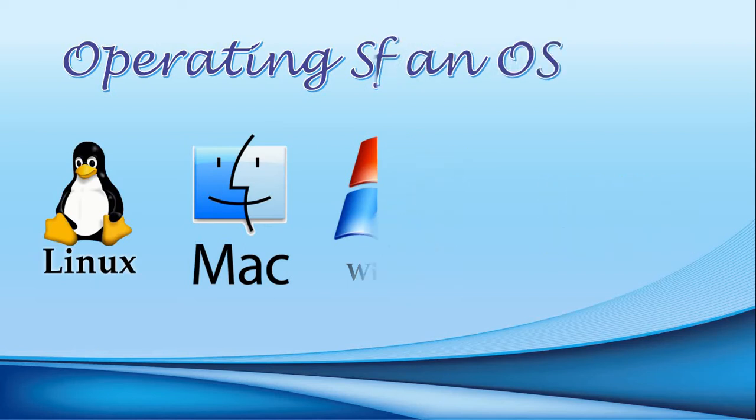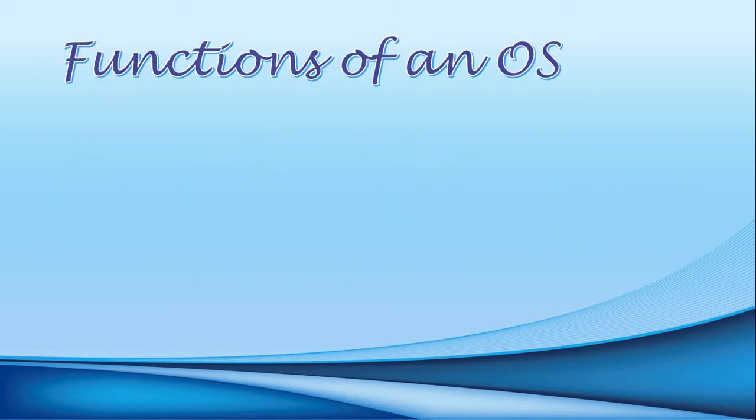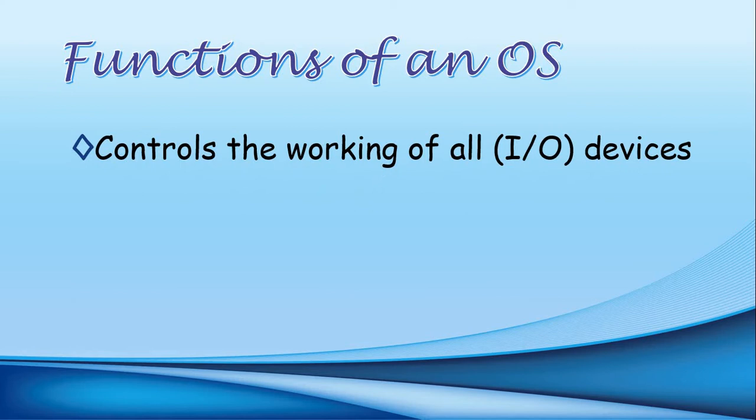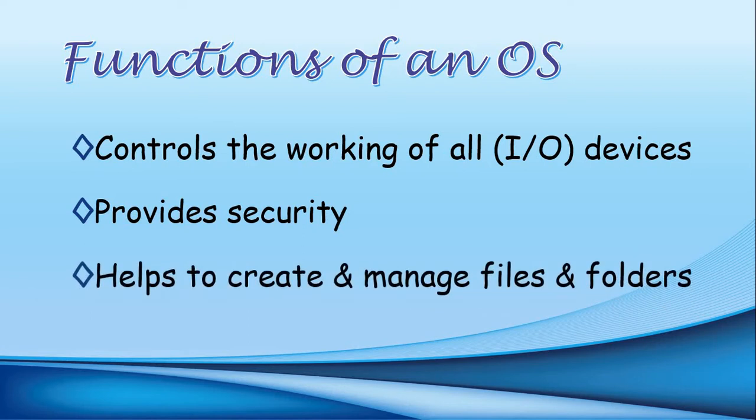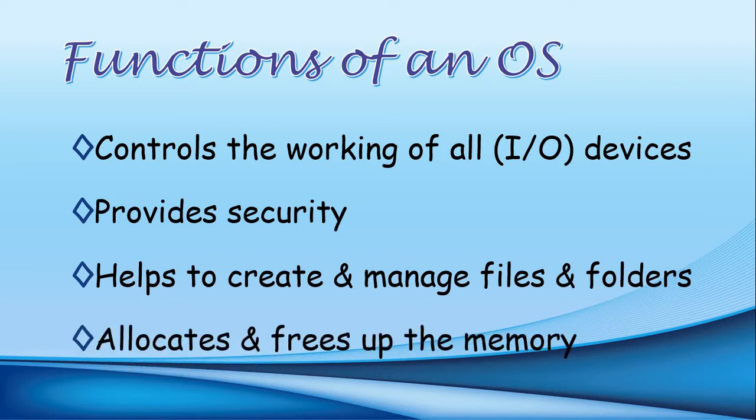The main functions of an operating system are: it controls the working of all input and output devices, and to prevent misuse of a computer, it provides security by passwords. And it helps you to create and manage files and folders for storing in a computer. And also it allocates memory to various programs and frees up the memory when it is not in use. These are some functions of an operating system.